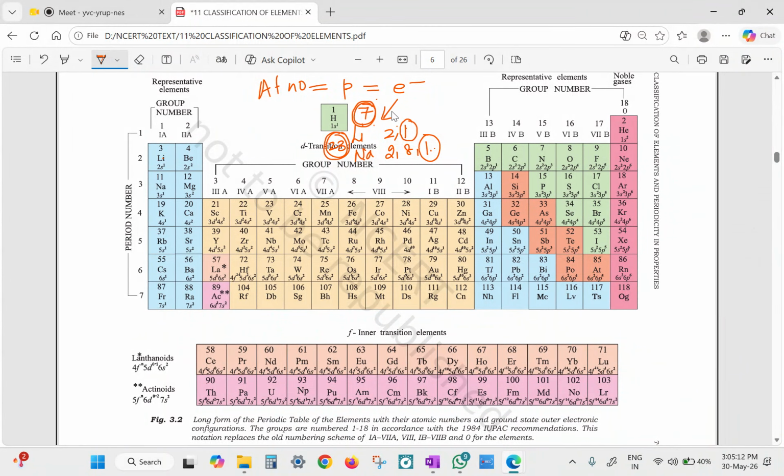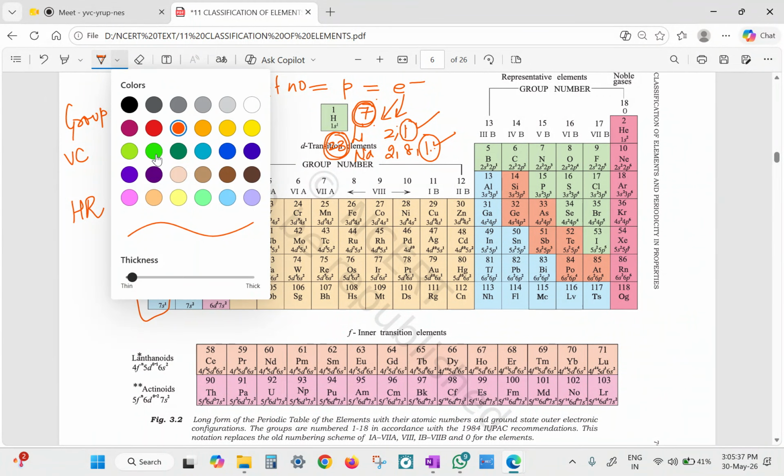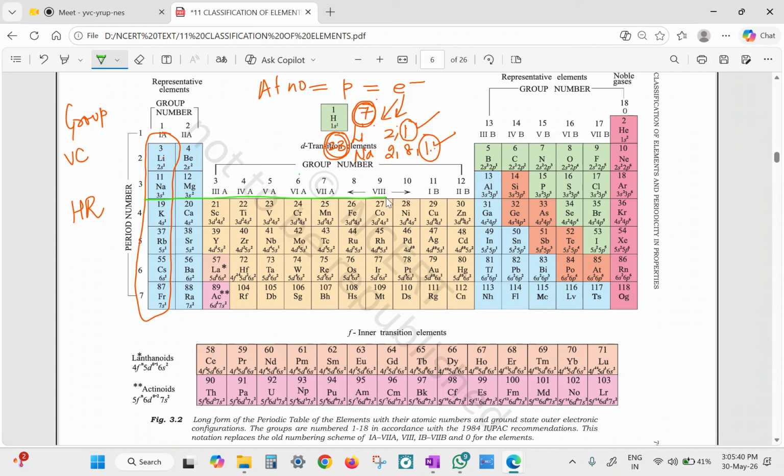Now they could clearly see that when they write the electronic configuration, elements placed in a vertical column will be called a group. So we use the term group for the vertical column, and that means this is a group. And there are horizontal rows. What is a horizontal row? This is a horizontal row: sodium, magnesium, aluminium, silicon, phosphorus, sulfur, chlorine, argon. Such rows are called periods.